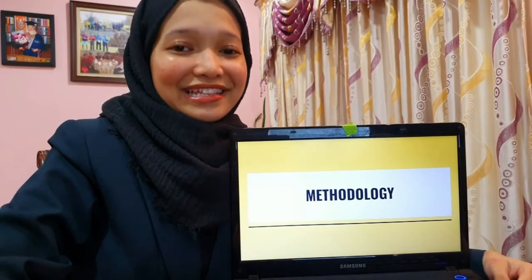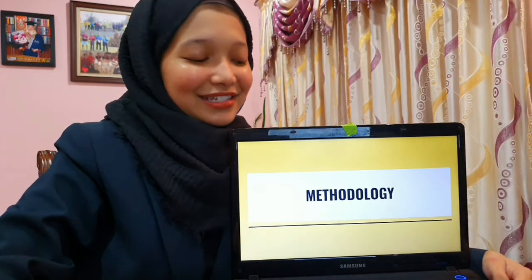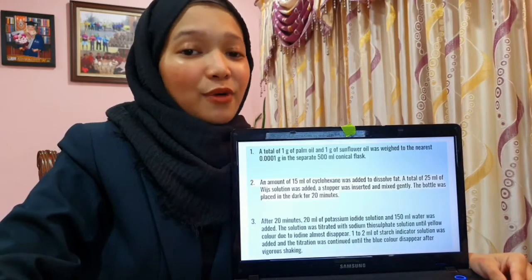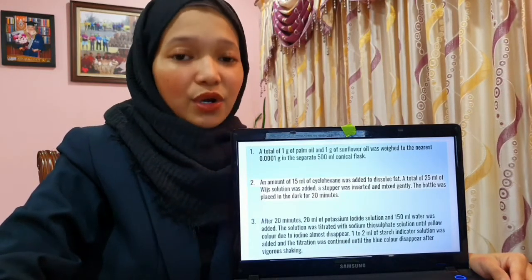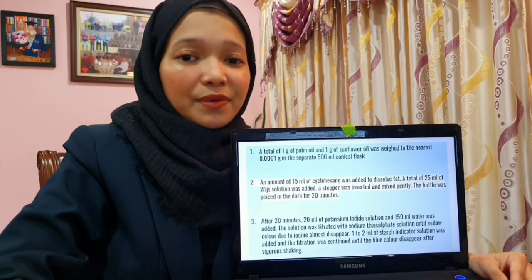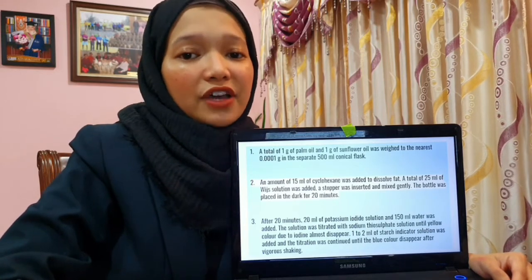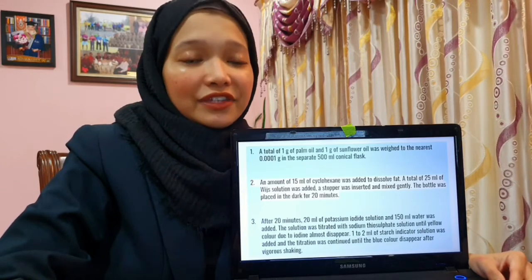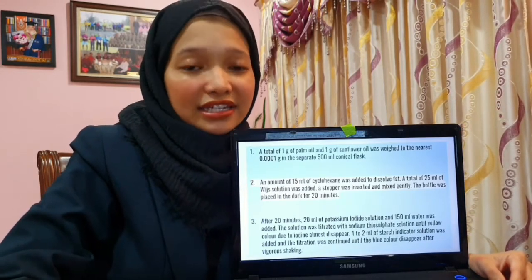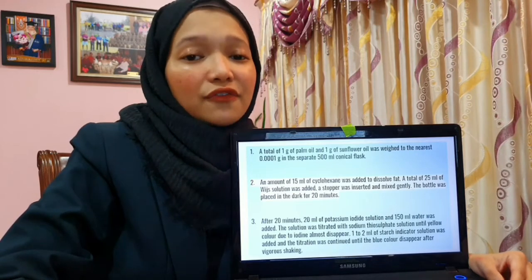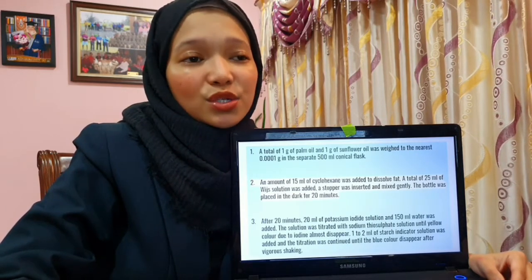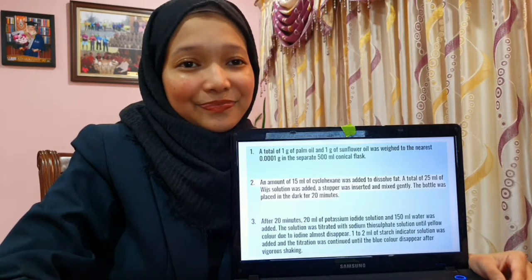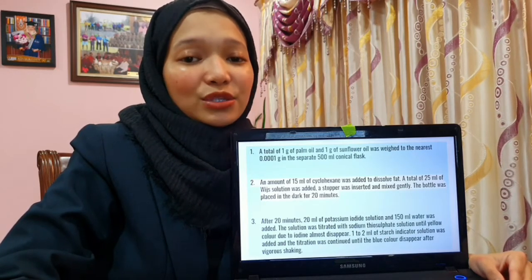Furthermore, I will be stating the methodology for this experiment. Firstly, a total of 1 gram of palm oil and 1 gram of sunflower oil was weighed to the nearest 0.001 gram in separate 500 ml conical flasks. Secondly, 15 ml of cyclohexane was added to dissolve the fat. A total of 25 ml of Wijs solution was added. A stopper was inserted and mixed gently. The bottle was placed in a dark place for 20 minutes.